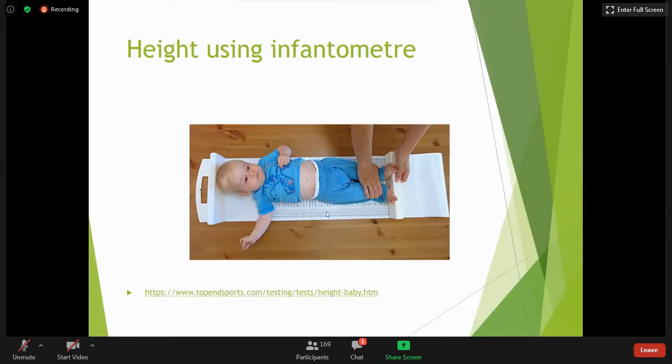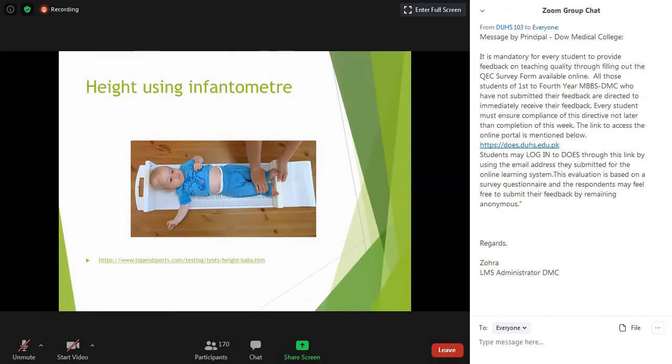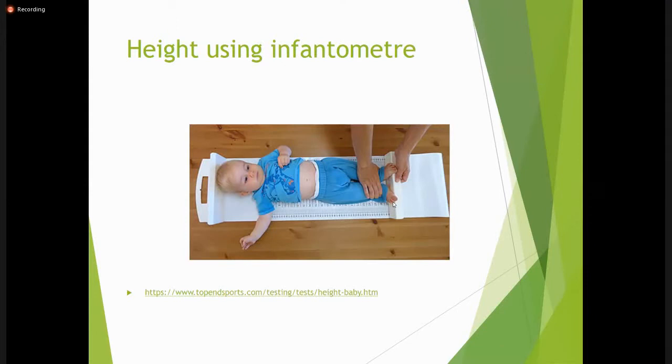So this is the infantometer, which is used to measure the length of babies. You have to keep the two ends, one at the head end and the other at the foot end, and you just measure the length in centimeters.